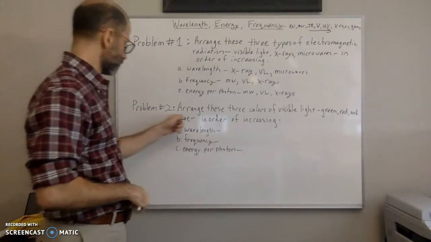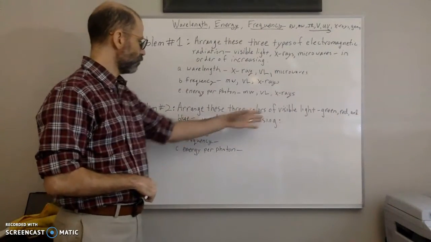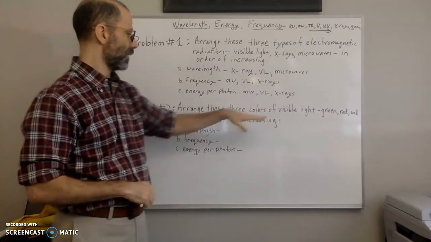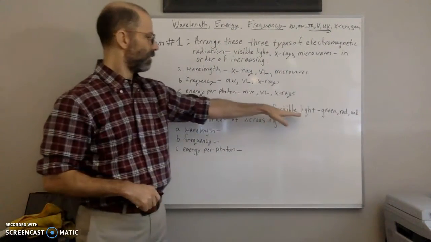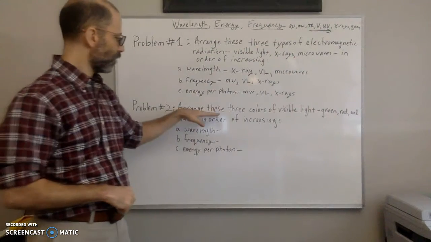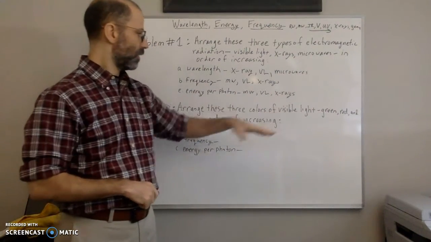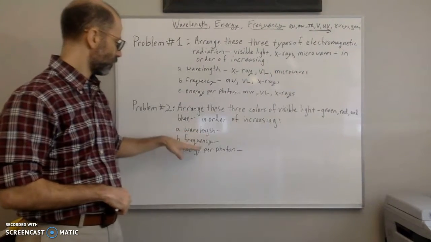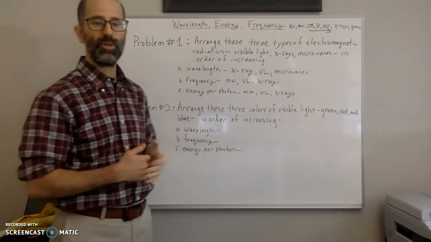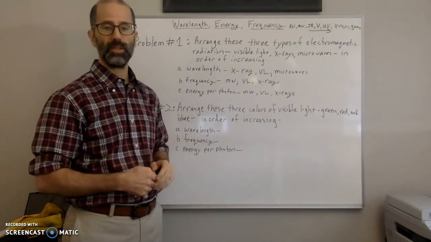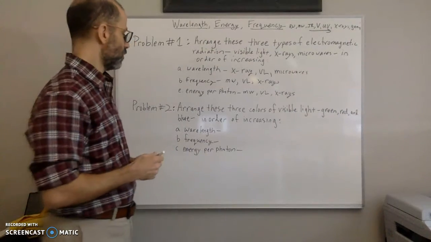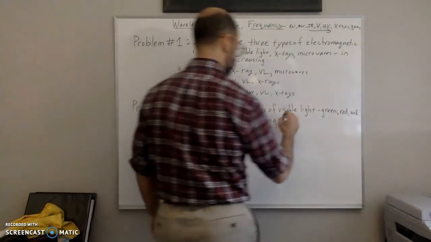So here, problem number two, they are asking you about electromagnetic radiation, but now they're focusing in on the visible light. So they want you to arrange the three colors in order of increasing wavelength, frequency, and energy. So here you need to know the order of the colors. And that's where Roy G. Biv comes in, right? So if you can remember Roy G.